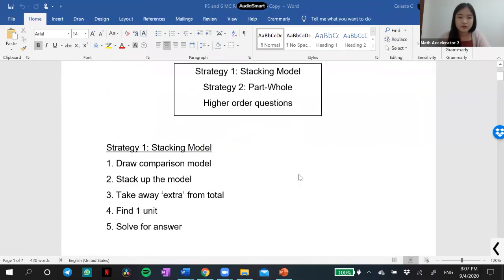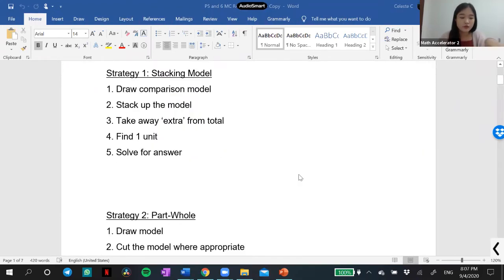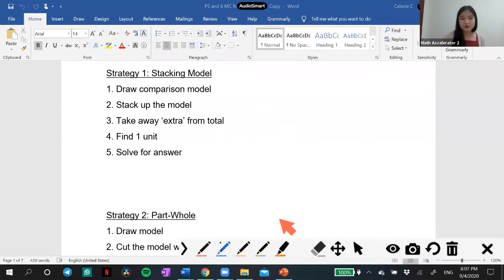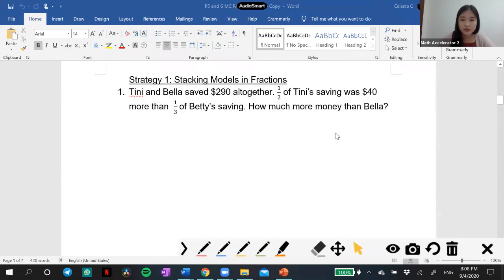Revision 4. Today we're doing fractions 2. Last week was fractions 1. The first strategy we're doing today is the stacking model in fractions. What are the steps? First, draw a comparison model, stack up the model. Take away the extra from the total, find one unit, and then solve for the answer. Let's take a look at the first question.